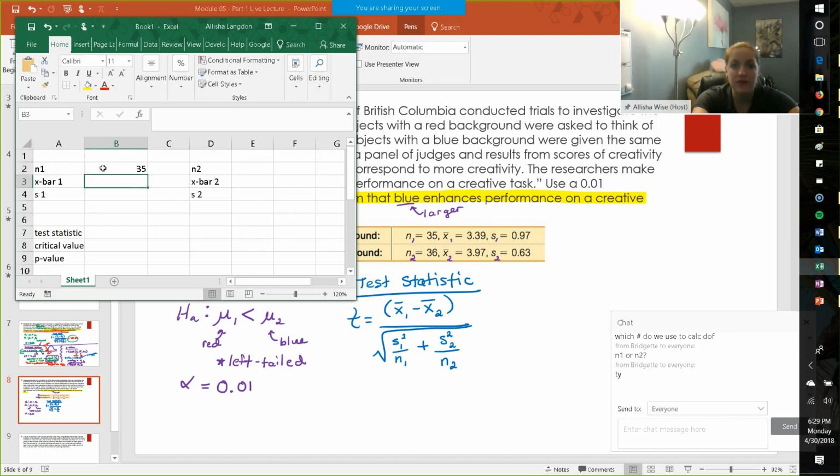Okay, so 35, 3.39, and 0.97, all the information for group 1. I just wrote it vertical instead of horizontal. So group 1 is this way. I just typed it in. Group 2, I'm just going to type in, okay.